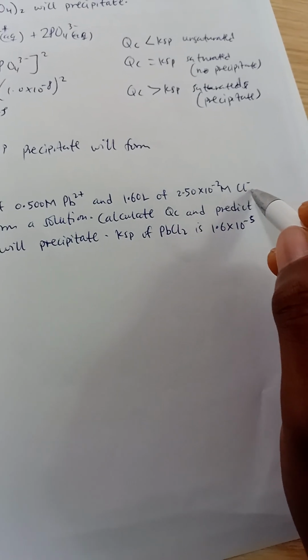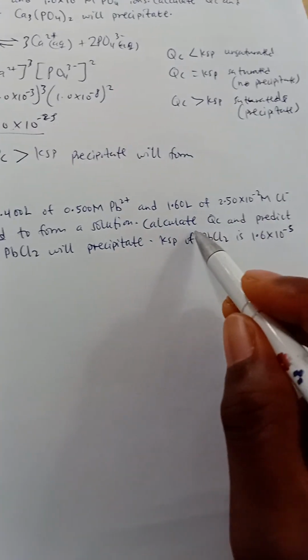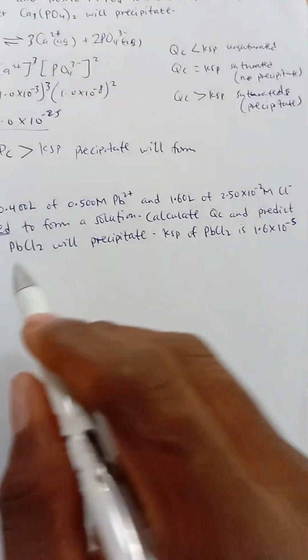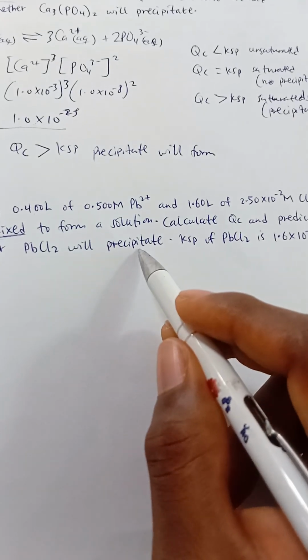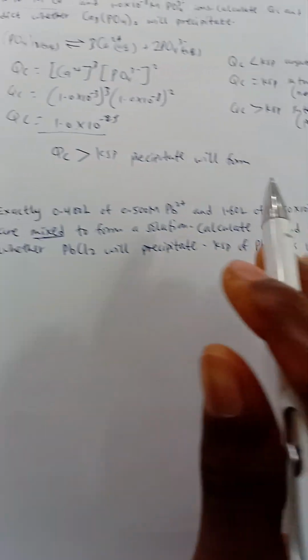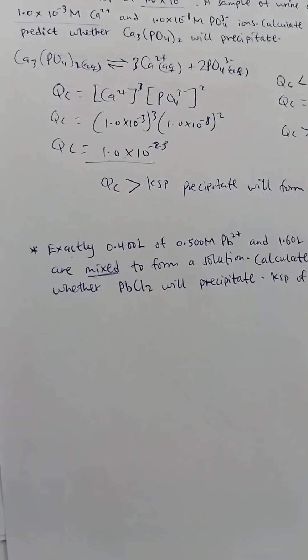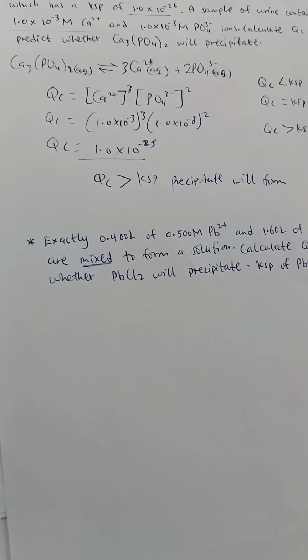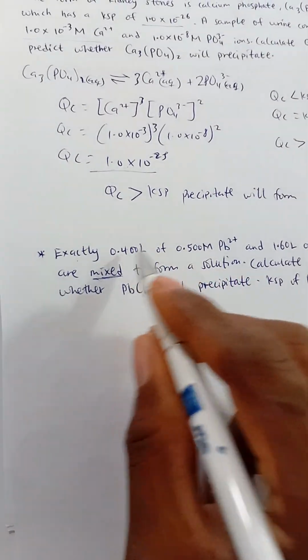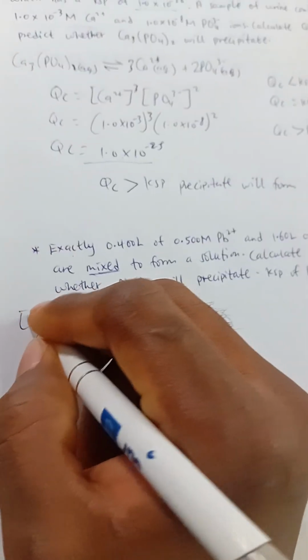the power minus 2 molar Cl minus are mixed. They are mixed together to form a solution. Calculate the ionic product. Predict whether lead 2 chloride will precipitate or not. This is the KSP of lead 2 chloride. So now that we've mixed them, they give us concentration and volume. So let's find their initial moles.